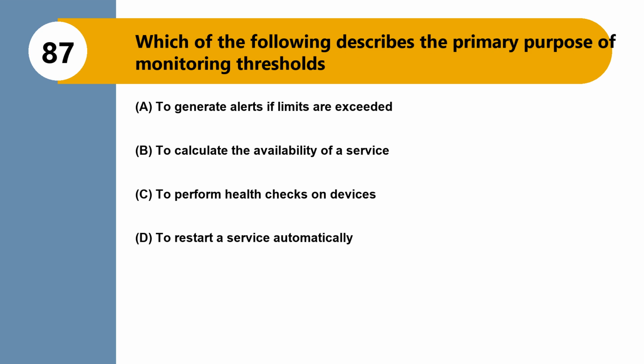To generate alerts if limits are exceeded. Option B. To calculate the availability of a service. Option C. To perform health checks on devices. Option D. To restart a service automatically. The correct answer is option A. To generate alerts if limits are exceeded.